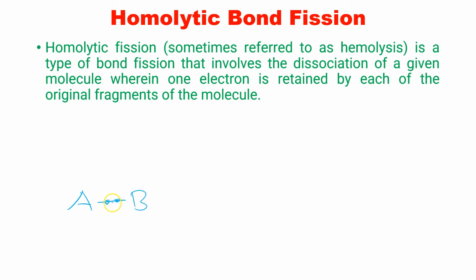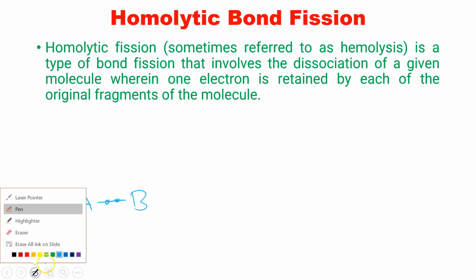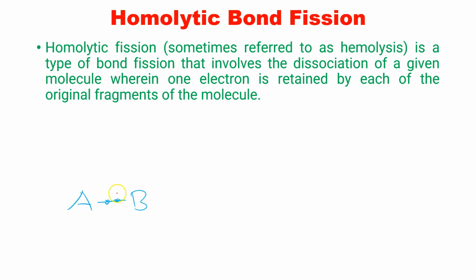So let us consider it is a covalent bond, shared between A and B, and this electron pair forms a bond, and each bond has only one pair of electrons. Say suppose this A and B, now they will break, as it says here: dissociation of a molecule wherein one electron is retained by each original fragment of the molecule.